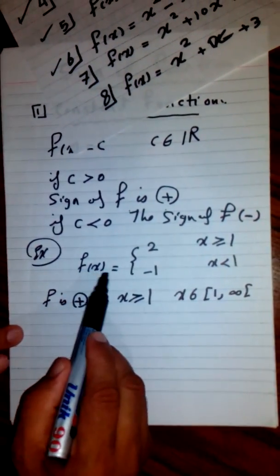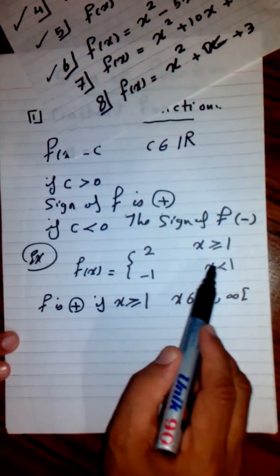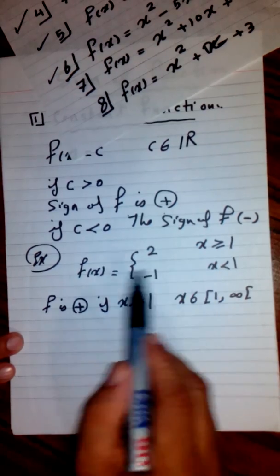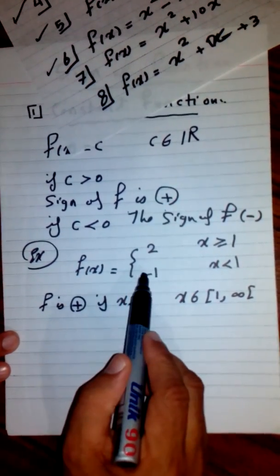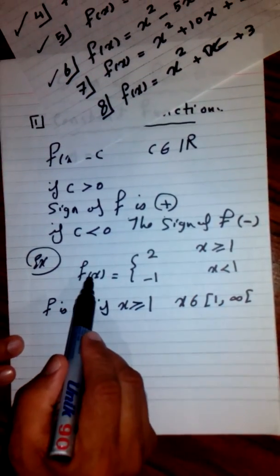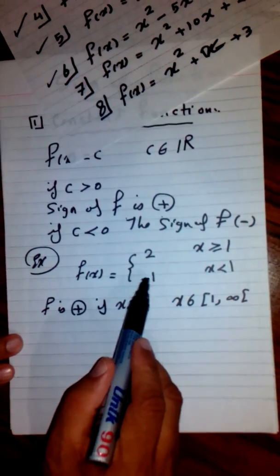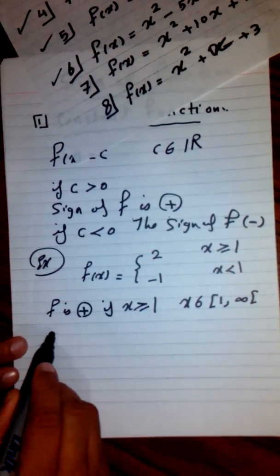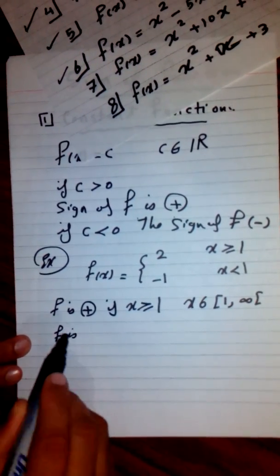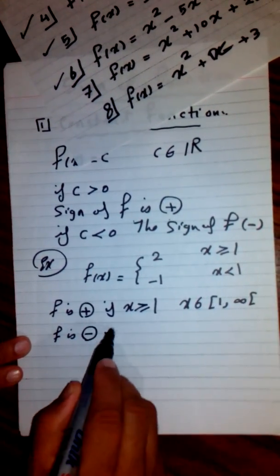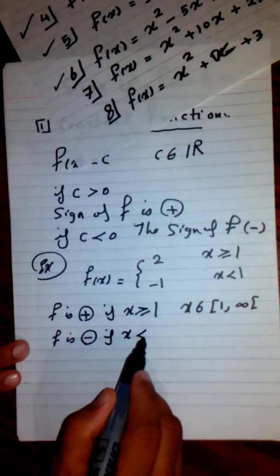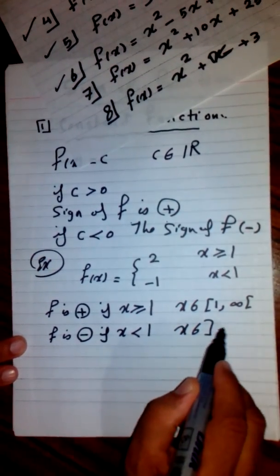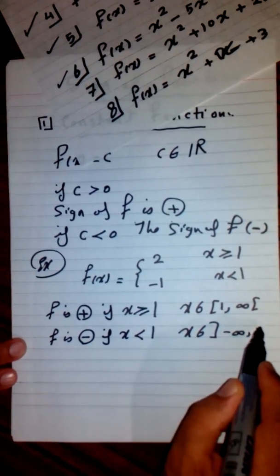f of x equals negative 1 if x is less than 1. If x equals 0, f of 0 equals negative 1. f of negative 1 equals negative 1. f of negative 2 equals negative 1. Then f is negative if x is less than 1, if x belongs to negative infinity and 1.